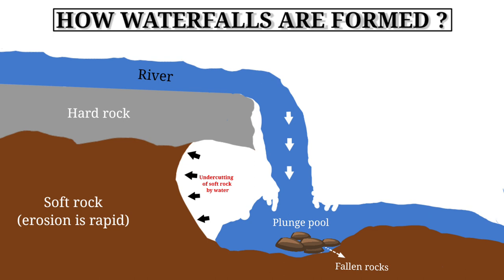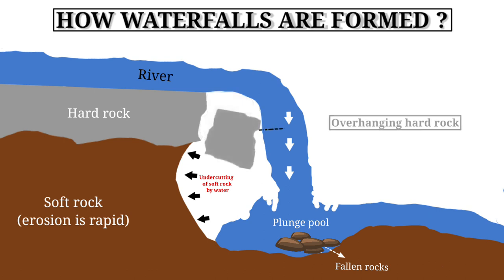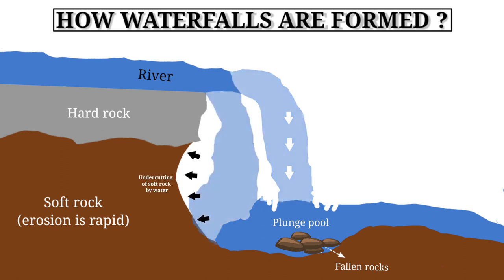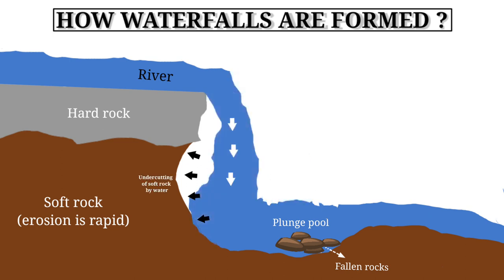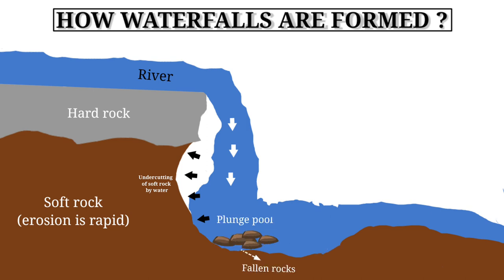Now as the undercutting continues, eventually the overhanging hard rock becomes unstable. Ultimately a chunk of that erosion resistant hard rock layer collapses and falls into the base of waterfall. The result of this action is that the waterfall retreats, and the process of undercutting of the soft rock, the creation of another plunge pool, and the falling of the hanging hard rock repeats again.